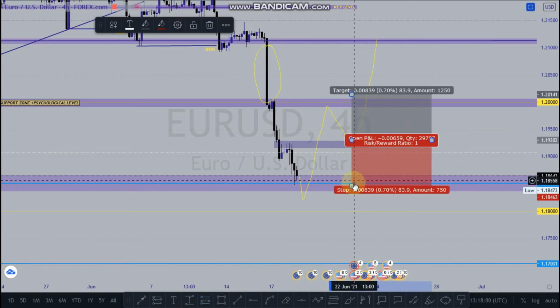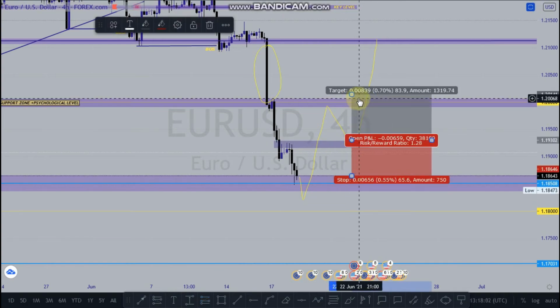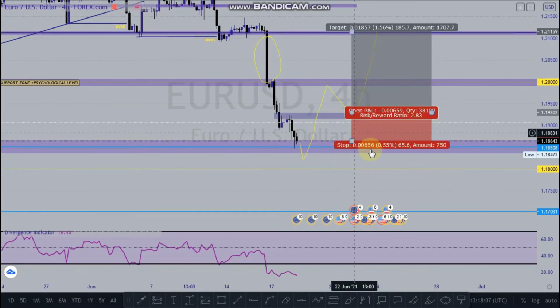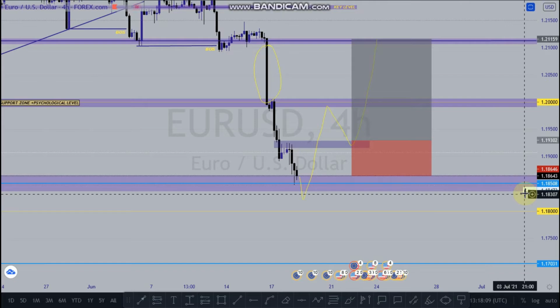If I get in here, then definitely the structured level, 65 pips, is too huge. Man, it's too huge. 1 to 2 is no good for me. We'll see.